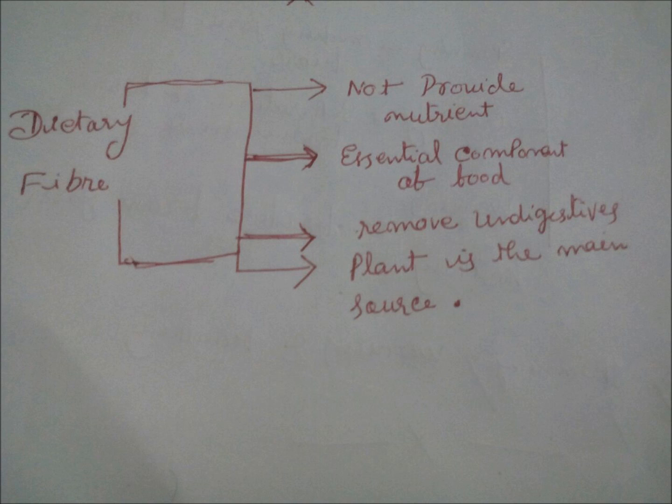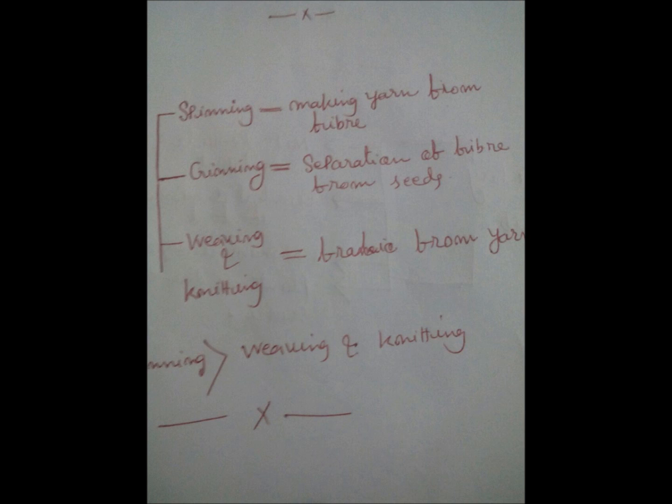Okay, the most important thing in the chapter that I have seen is regarding dietary fiber. You will be puzzled in case of dietary fiber. The most important thing is that you may find options like: option 1, dietary fiber provides us essential nutrient. Fiber is a part of the essential components of our food.